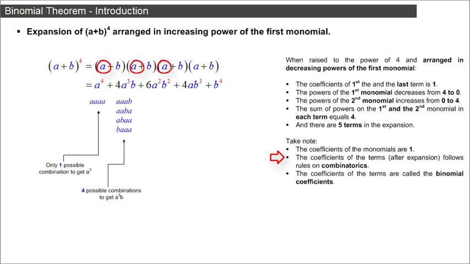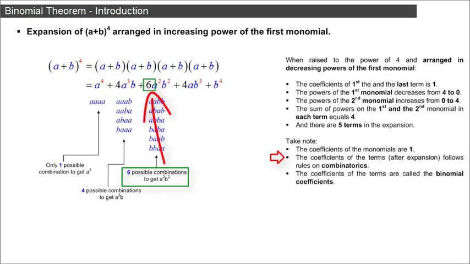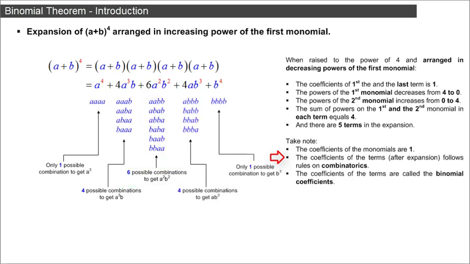We could get AAAB, AABA, ABAA, BAAA. In total, we have 4 multiplication paths, and that results in an a cubed b, hence the origin of the 4. The third term is a squared b squared, and let's trace the ways we could get that term. We could get AABB, ABAB, BAAB, BABA, BBAA, and finally ABBA. In total, we have 6 multiplication paths that result in the term a squared b squared, hence the origin of the 6. And similarly for the last 2 terms in the expansion.